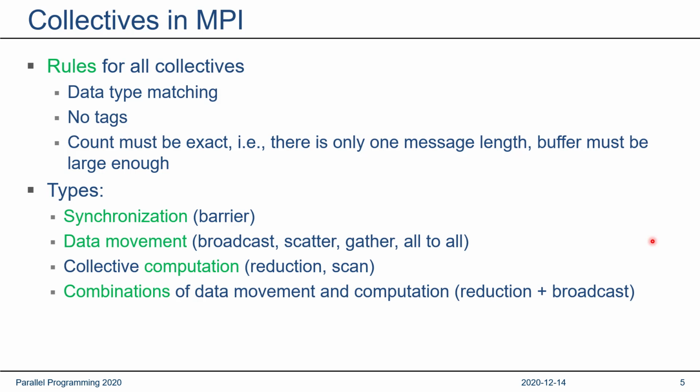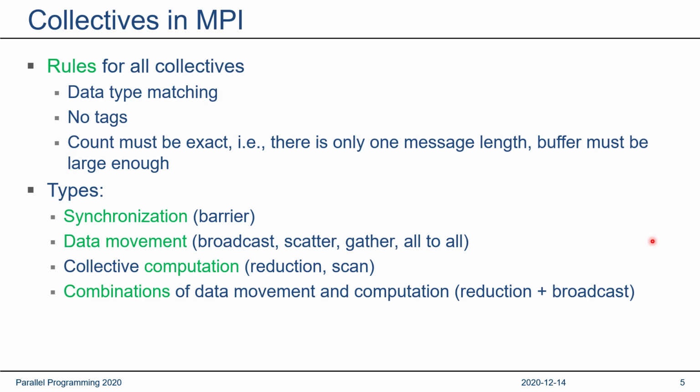If you want to categorize collectives in MPI, there are four types. The first one is pure synchronization. The barrier is a typical example here. The second one is data movement. So how do we move data between processes and multiple groups of processes possibly? And here we have broadcasts, scatters, gathers, and all-to-all communication.